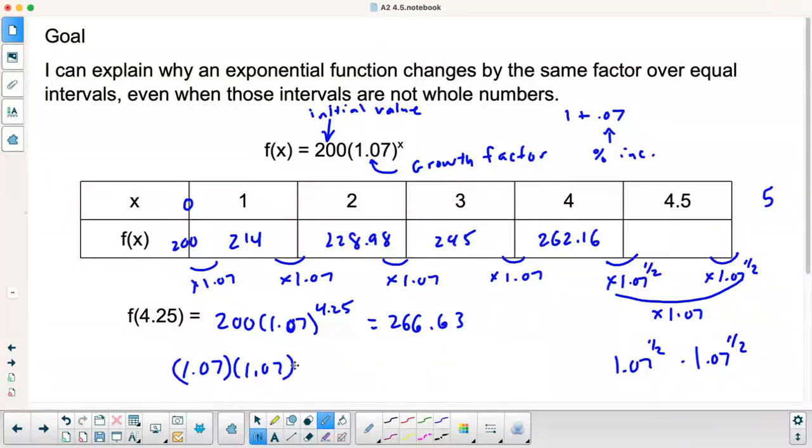So it's like you're doing it 4 times, and then you're doing a quarter. So if I added all these powers, when I multiply, you add the powers if the bases are the same, you get 1, 2, 3, 4.25. So that's where that comes from.